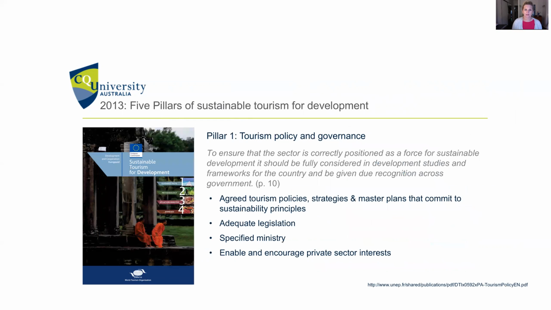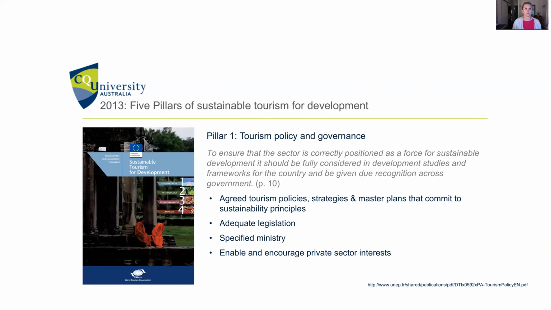Then in 2013, the European Commission and the UNWTO put out this book called Sustainable Tourism for Development, which is also available on the Moodle site. And they came up with 5 pillars of sustainable tourism for development. So essentially they were drawing down on the 17 goals for sustainable development. Actually, I think this predated the 17 goals for sustainable development. So I think what happened was that they got the 5 pillars of sustainable tourism for development.